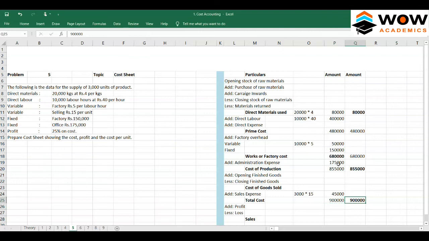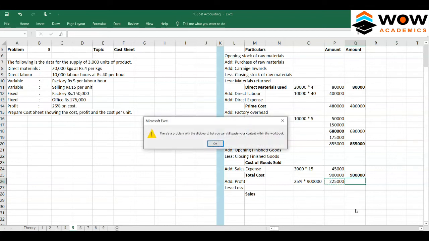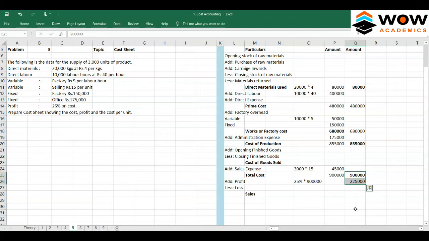If you want, we can put it on the outside. And the final one is to find out the profit. So profit, he says, it's going to be 25% on cost. Okay, so it's going to be 25% on the cost. So cost is 9 lakhs. So let's see how much it comes to. So that comes to this number. And what is our sales value? Our sales value is 11,25,000, right? So that's about the numbers here. So that's about the sum here.